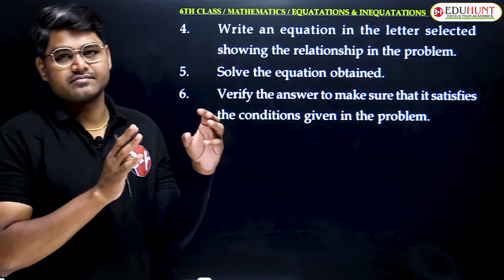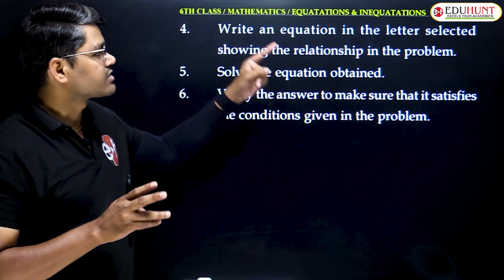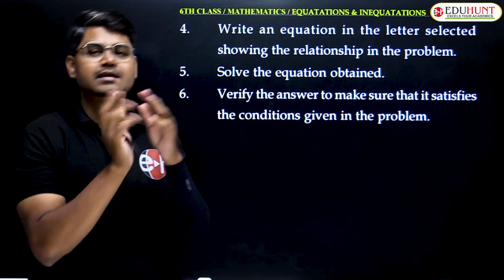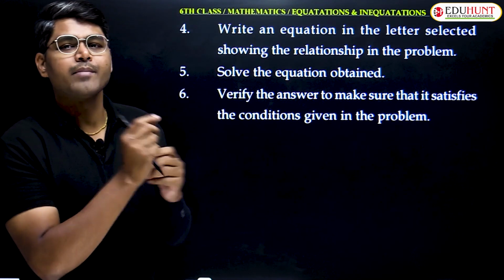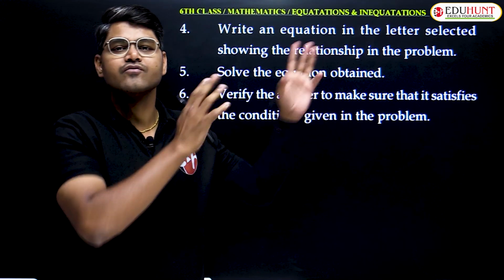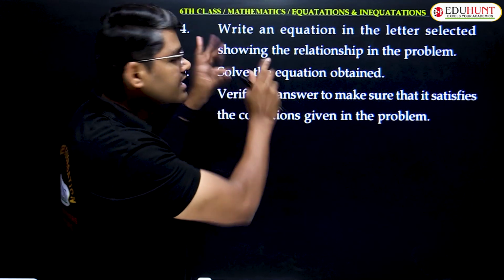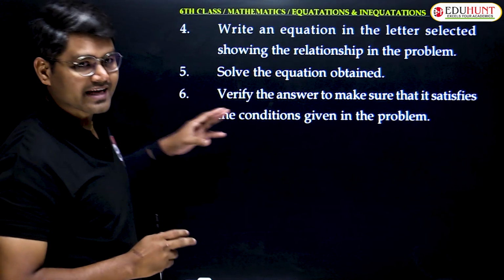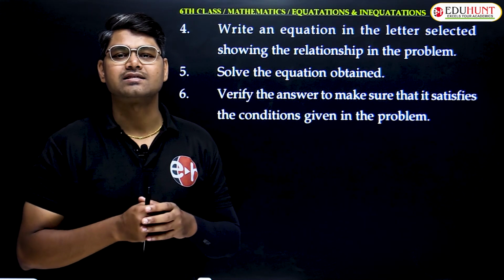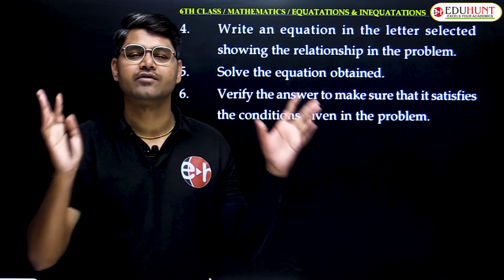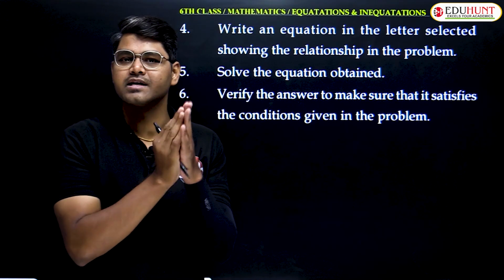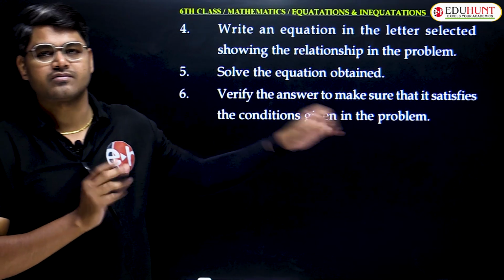After taking that, we have to write an equation in the letter selected showing the relationship in the problem. Some conditions will be given in the question. By using those conditions and this variable which we have taken previously, we have to write the equation. Then solve that equation accordingly, and we'll get the variable x, which we have to find in the given question. So this is simple equations. How to solve a simple equation? This is the procedure.